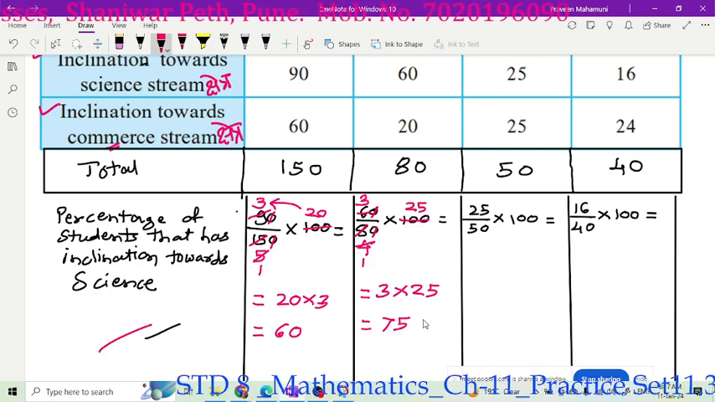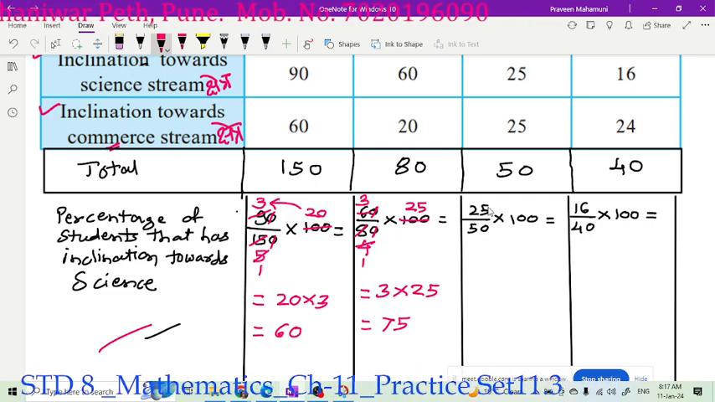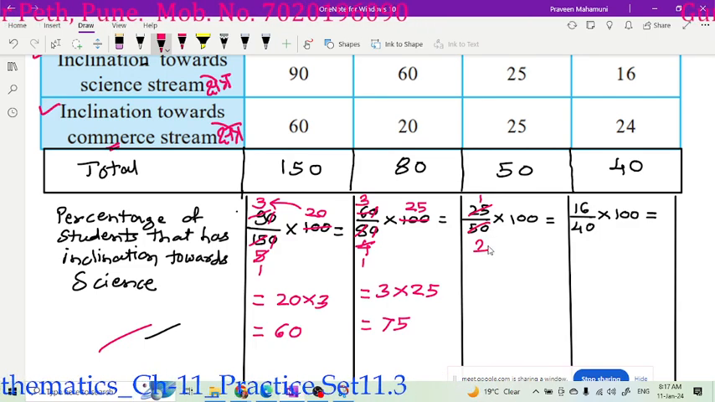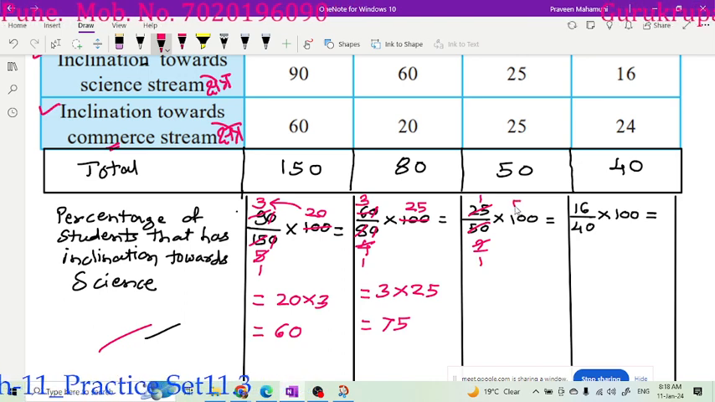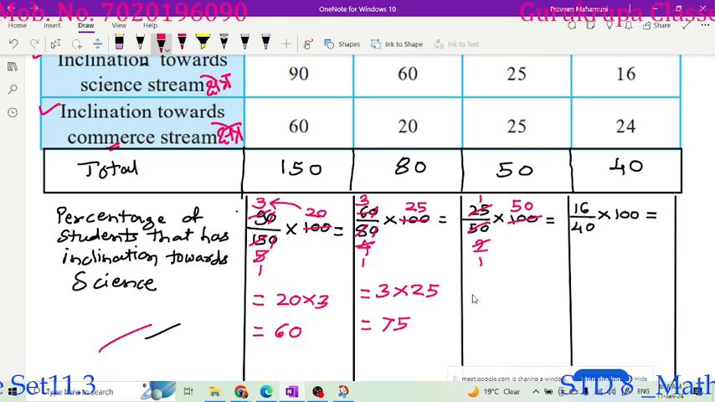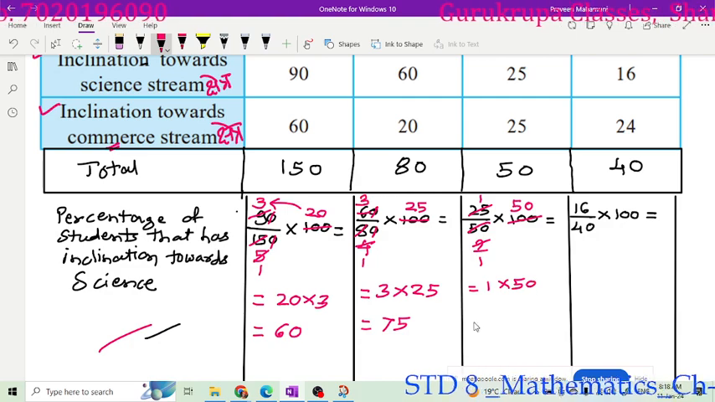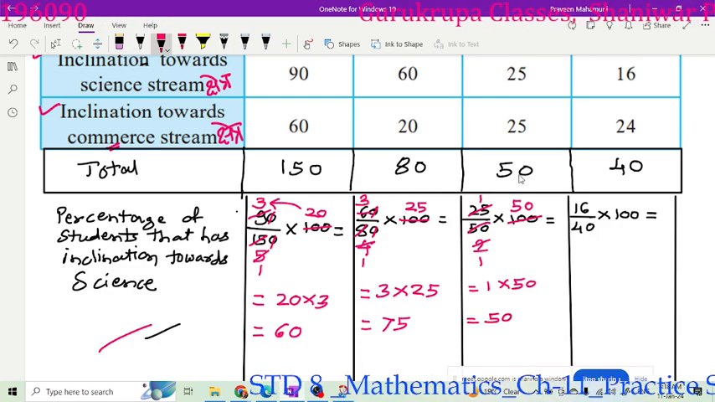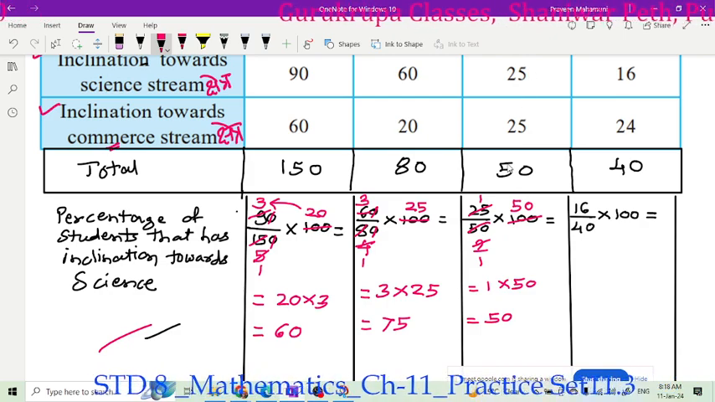In division, school 2 wants to join the science stream. 25 ones are 25, 25 twos are 50. 2 ones are 2, 2 5s are 10, 2 0 0. So what numbers did we get? 50 into 1. So here 50%. Orally also we can get it: 25 students out of 50 is half, and half means 50%.